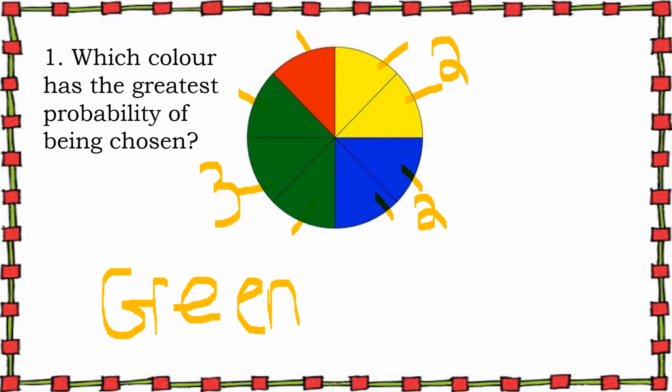If they had asked which color has the least probability of being chosen, which color do you think you would say? If you said red, you are correct. It's red because it's only there once. So that has the least probability. The one with the greatest probability is the color that you see the most of, and that's green.